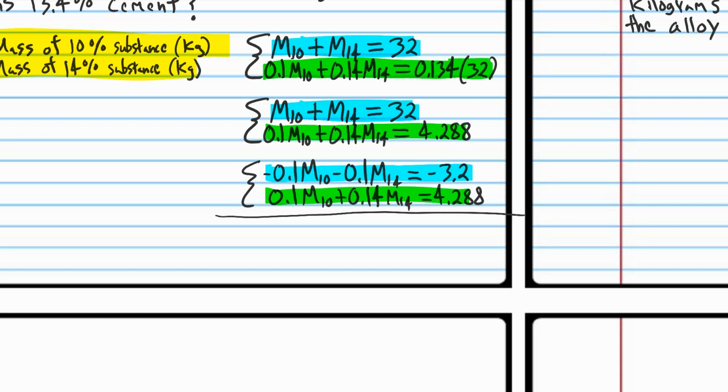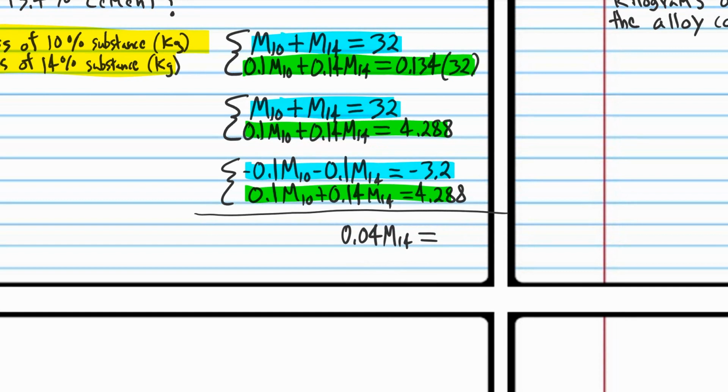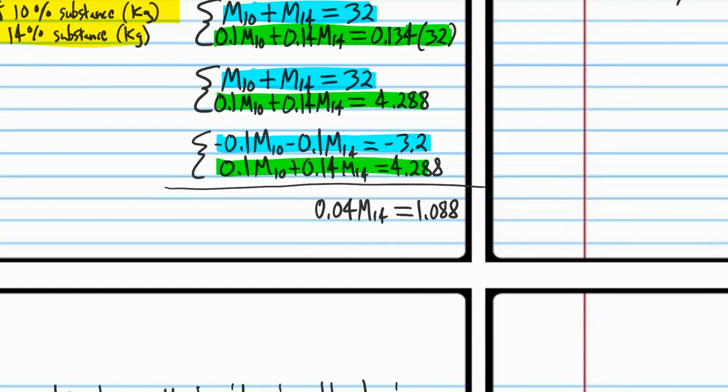And we get 0.04 M14. And let's get the calculator out for that. 4.288 minus 3.2 is 1.088. Divide that by 0.04. And the mass of the 14% cement concrete is 27.2 kilograms, so you can write kg.